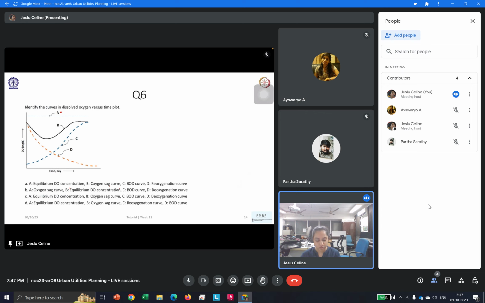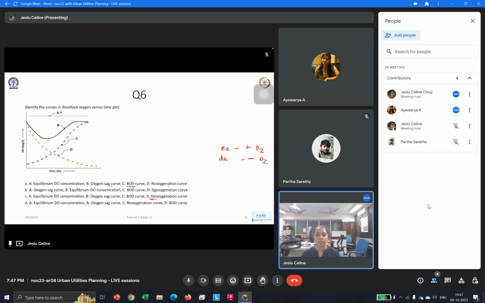One is an oxygen sag curve, one is a BOD curve, or it can be a reoxygenation curve. We are seeing two terms, reoxygenation and deoxygenation. Reoxygenation means you're adding oxygen, and deoxygenation means you're removing oxygen. So we have equilibrium, reoxygenation, deoxygenation, and BOD curve. BOD is biological oxygen demand. So how is that changing? That is a BOD curve. Now let's see, what will A be?